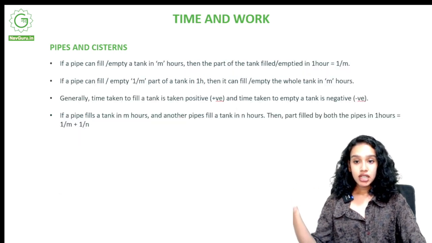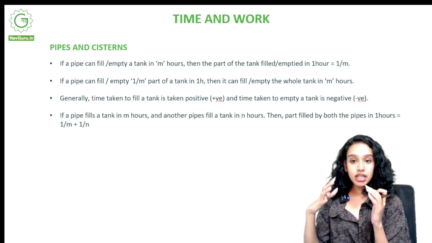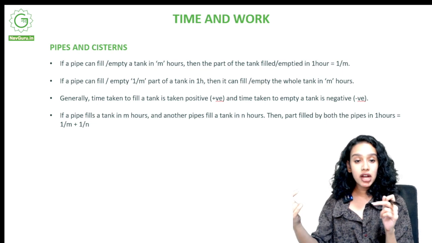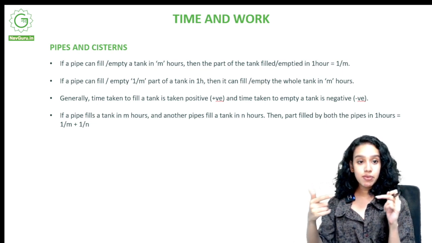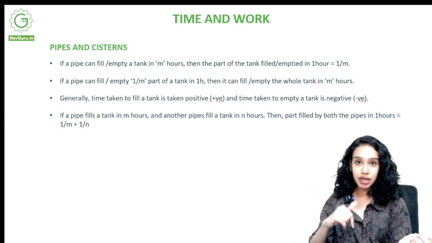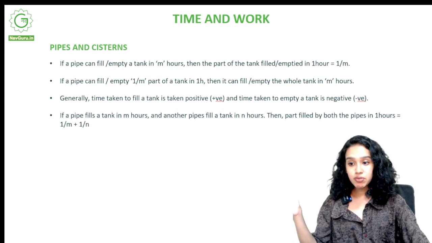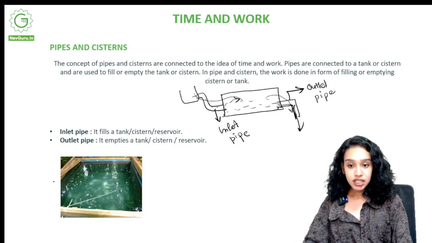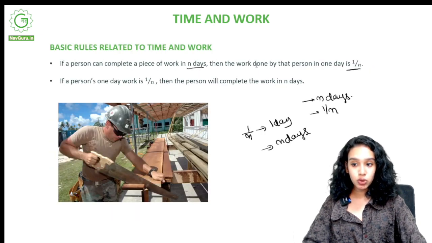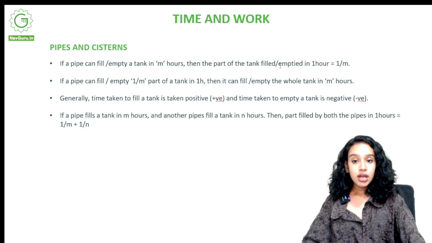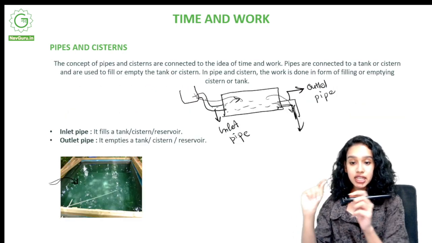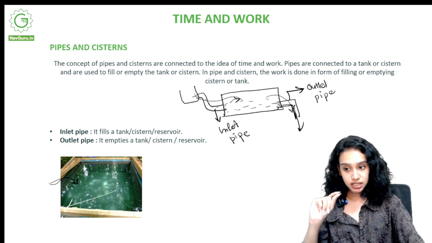Now, let's move on. If a pipe can fill or empty a tank in m hours, then the part of the tank being filled or emptied in 1 hour is 1 by m. This is a very simple concept, right? Let's say we are filling this tank with water, and we are taking m hours to fill this tank. Let's say I'm taking 2 hours to fill this tank, right?